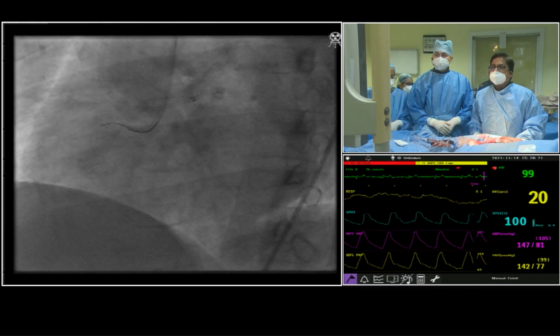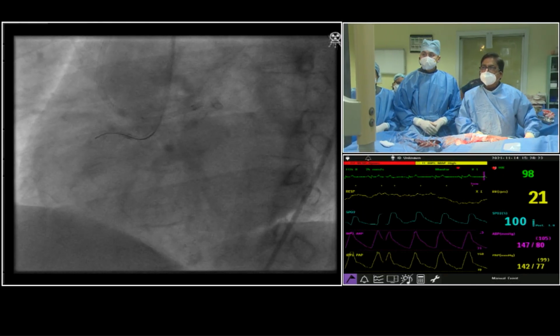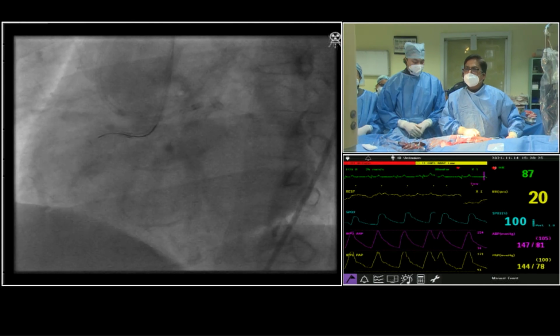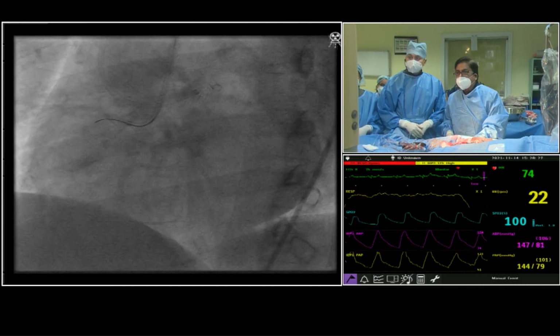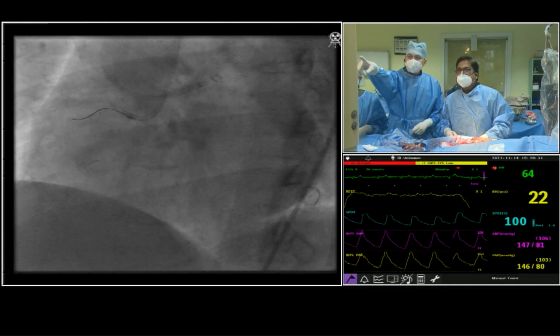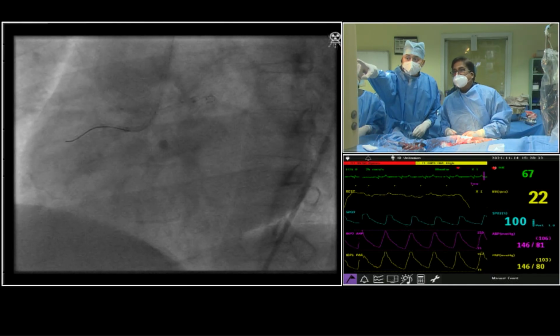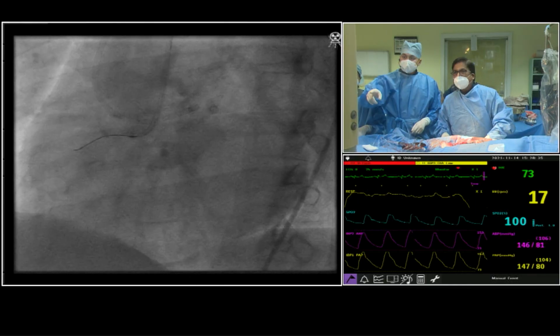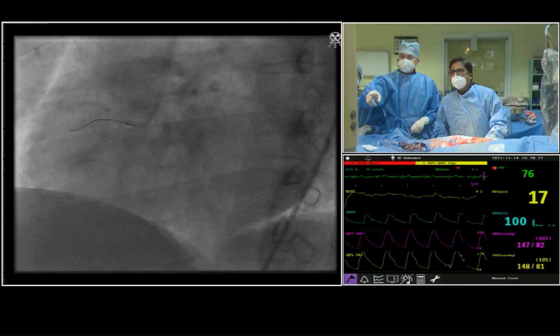Where is the microcatheter? Can you see? I can't see it. Just hold on. What is the size? Where is it? It has entered. Where is it?